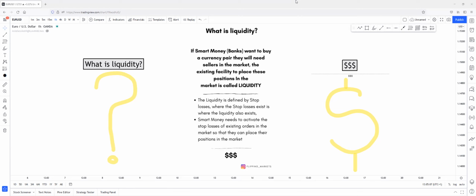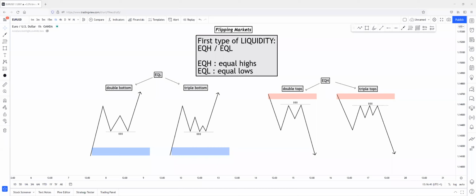Okay, let's see some examples for this. Our first type of liquidity are the equal highs and the equal lows. The names speak for themselves. Price will form equal lows when the low points are on the same level, and also price will form equal highs when the highs are on the same level. We have two types of equal lows and two types of equal highs.